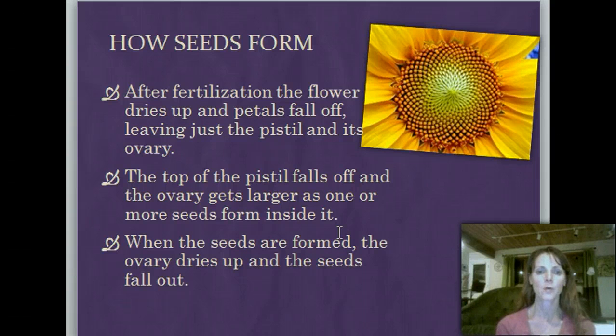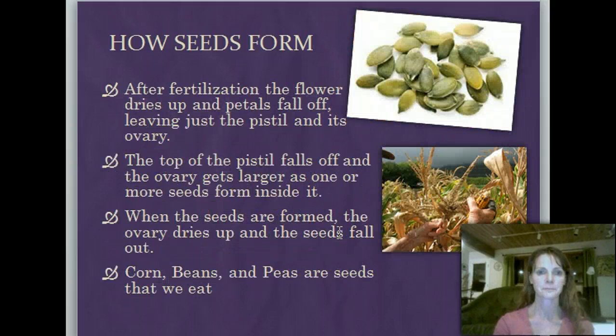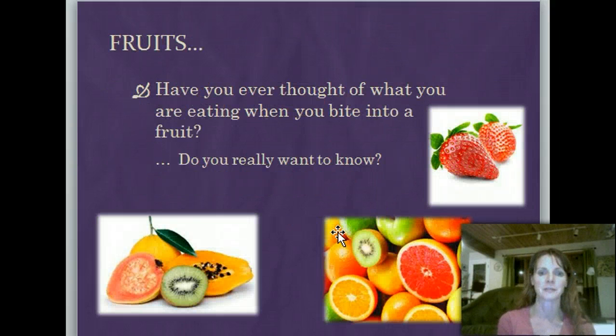And then when the seeds are formed, the ovary dries up and the seeds fall out. Sometimes, depending on what we're talking about, but a lot of times the seeds will fall out of certain types of flowers. An example of some of the seeds that fall out that we eat: corn, beans, peas, those are typical seeds that tend to fall out, and we actually eat those. Yummy. All right, fruits.